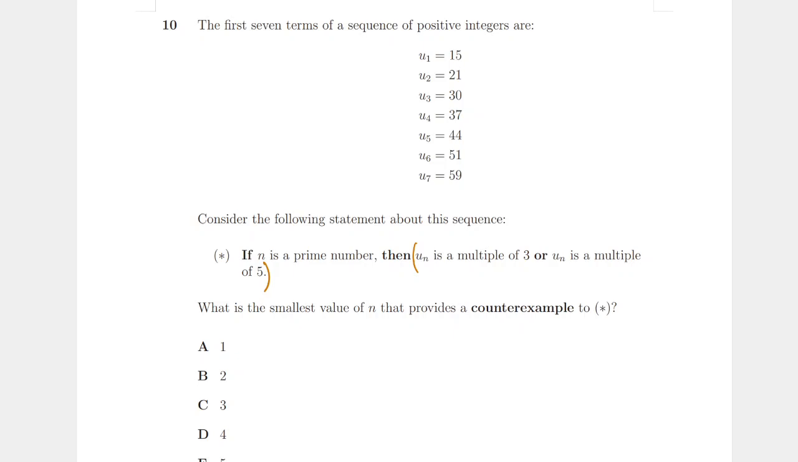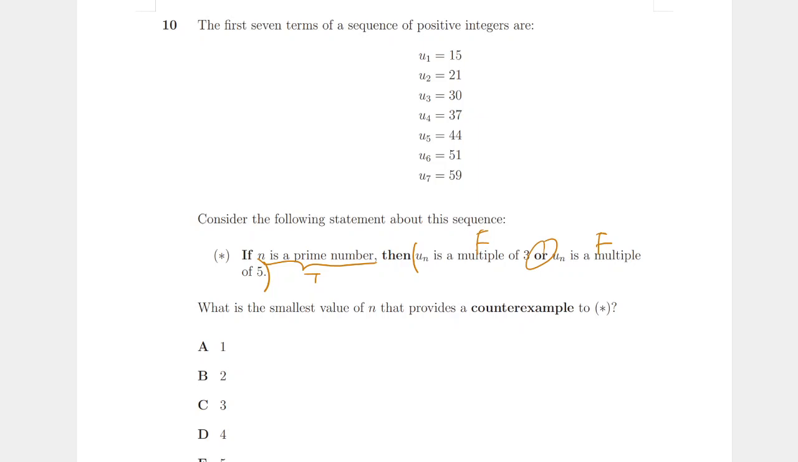Again, a counterexample of an if-then statement is true and then false, and because this is an "or", as I mentioned in question 4, these two statements have to be false. Both of them, because that's the only way that you get a false out of the "or" logic gate. So what is the smallest value of n that provides a counterexample?